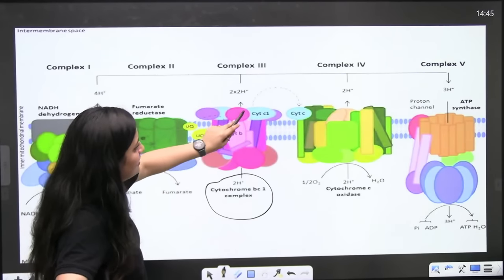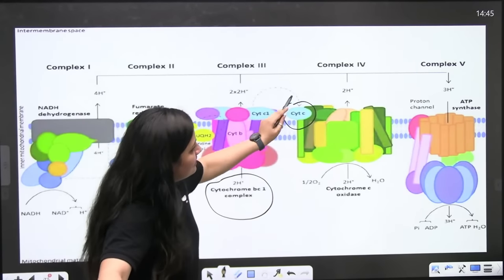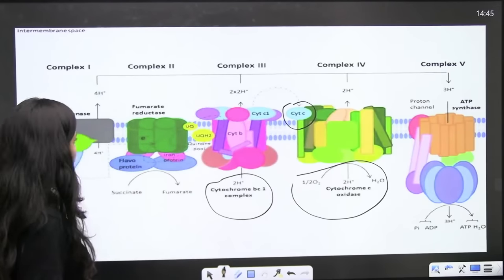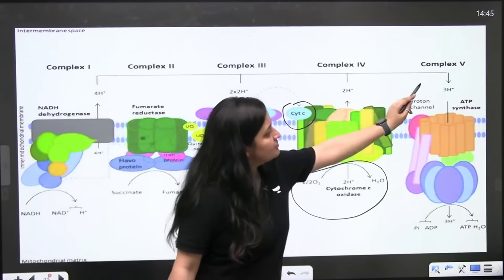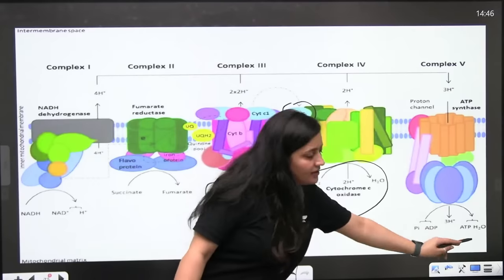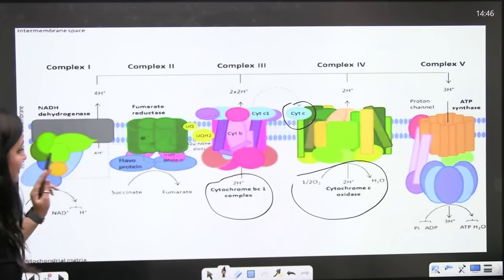So, obviously, double. The mobile electron carrier will give it to complex 4, and ultimately it is the oxygen which will accept it. Right? So ultimately, from the intermembrane space, 3H positive, with the help of this ATP synthase, will come in, and ATP will form. That is how you need to remember.